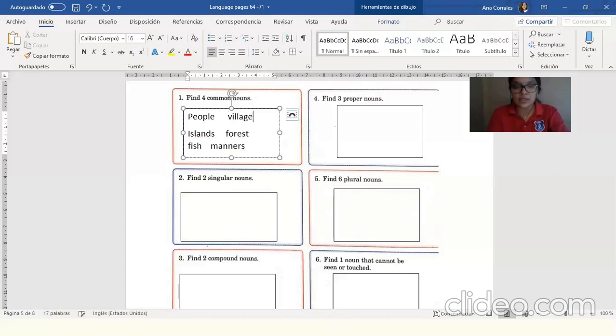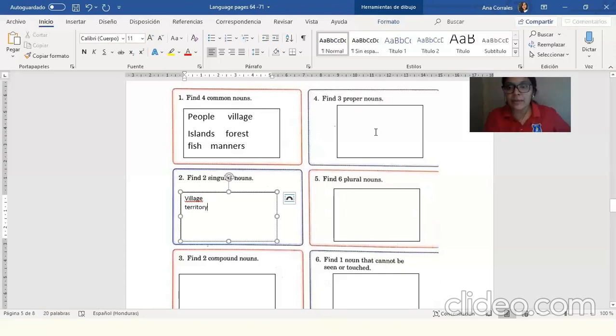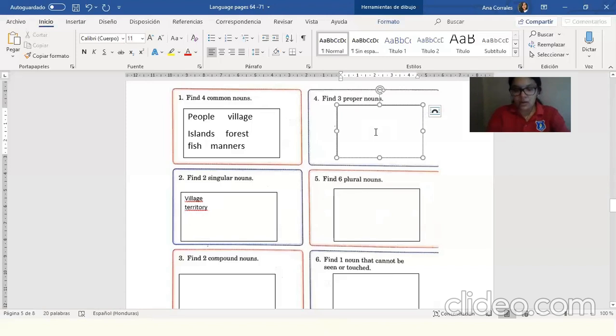Now, find 2 singular nouns. Voy a escribir los que yo encontré. Village and territory. Find 3 proper nouns. Nombres propios.